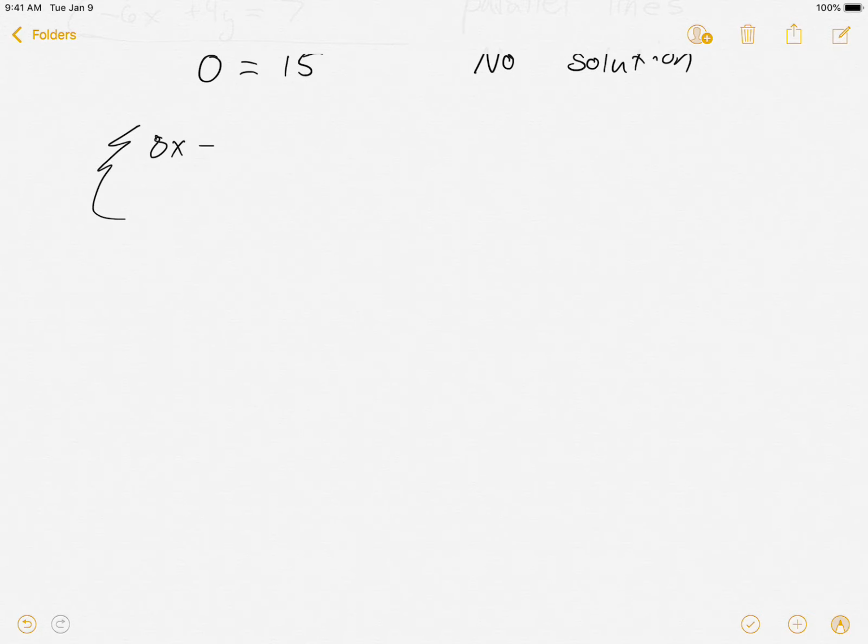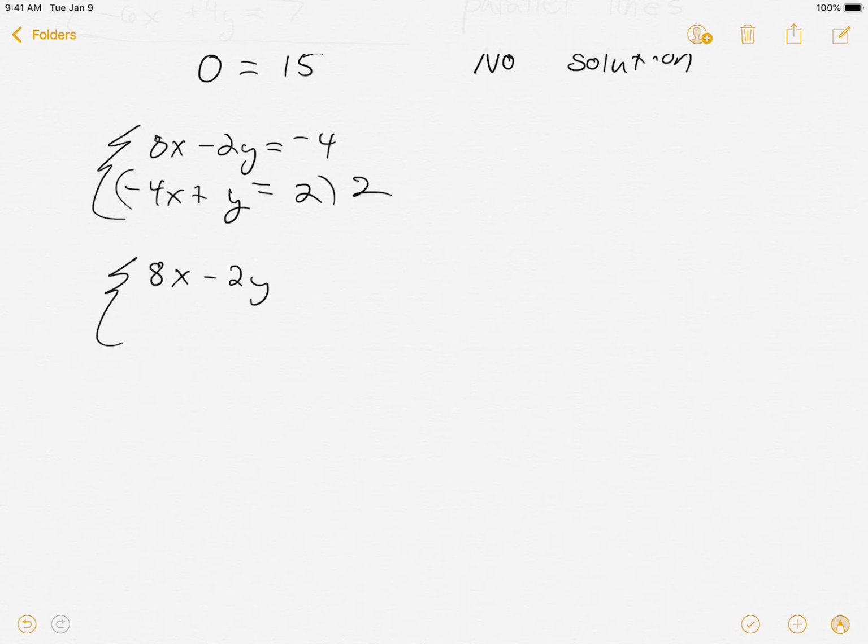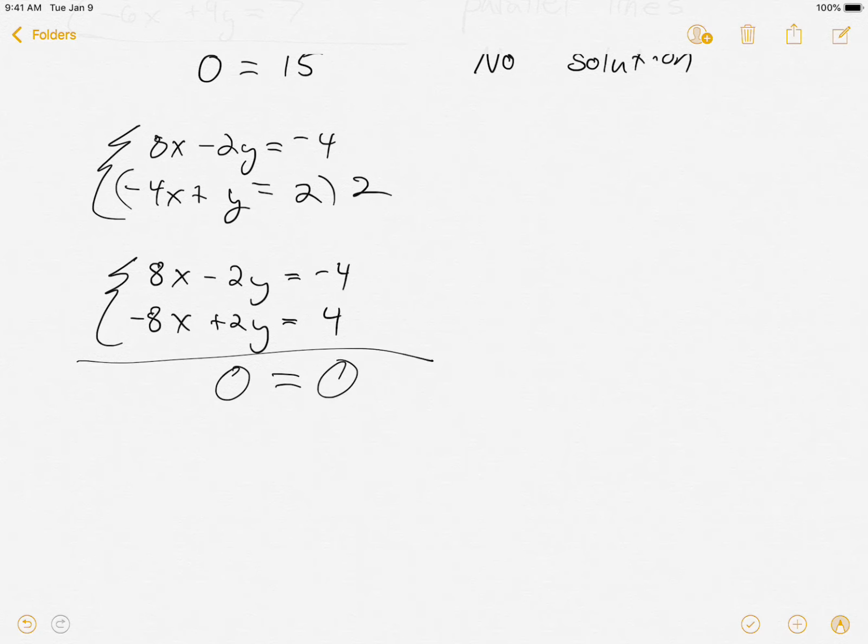Let's look at the other one. If they're the exact same line, what do you expect to see happen? Well, if everything's exactly the same, we expect to see everything cancel out. So in this case, I need to multiply the bottom equation by 2. Top equation becomes 8x minus 2y equals negative 4. Then I have negative 8x plus 2y equals 4. When I add those, you see everything on the left-hand side goes away, and everything on the right-hand side also goes away. Now that's true, but everything was exactly the same. They just all canceled out because they were the same line.